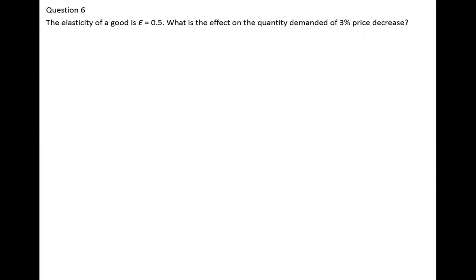Another question. The elasticity of a good is half. E is equal to 0.5, half. Yes, the elasticity is always positive. Absolute value means always positive, correct, right? Because it's just the indicator of how elastic the whole sale is. Yeah, it's always positive. Okay, we have the elasticity of a good is half. What is the effect on the quantity demanded of a 3% price decrease?